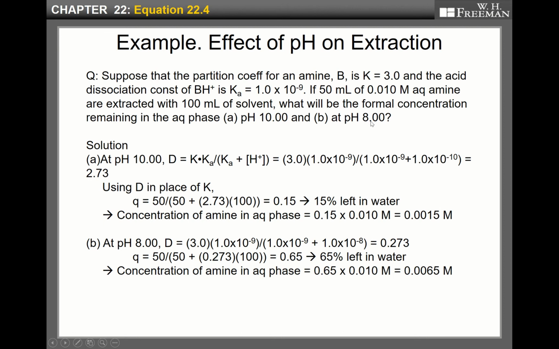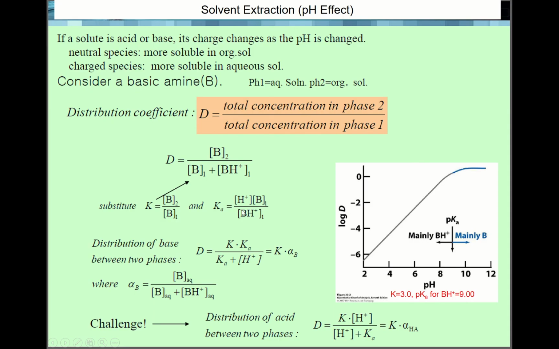It is actually very easy. This one is asking us to calculate the distribution coefficient.